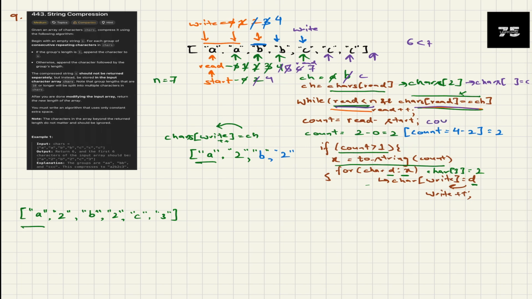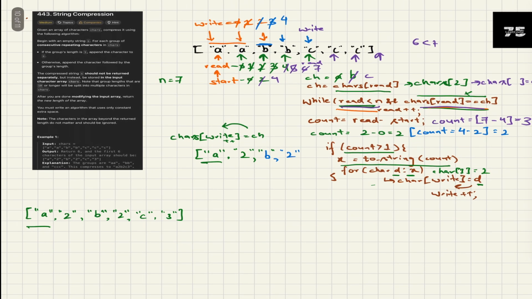Now my count is nothing but read, which is pointing at 7, minus start. Where was the start? At 4. So now my current count is 3. Nice. Now we have found the next character which was consecutively repeating, and we have found the count of it. Now we will write it.